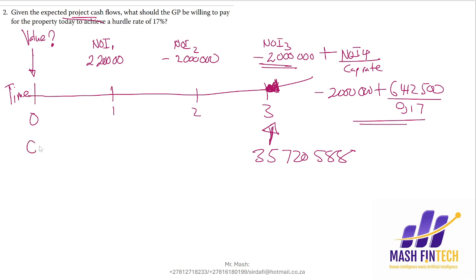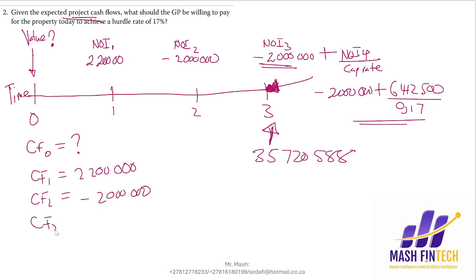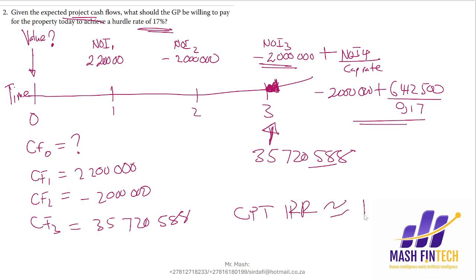So what you're going to do is to put in your cash flows. Cash flow 0 is what you are trying to calculate. Cash flow 1 is going to be 2.2 million. Cash flow 2 is going to be negative 2 million. And cash flow 3, the final one, is this here, 35,720,588. And we want to achieve a hurdle rate of 17%. We have to compute the internal rate of return, and our answer that we compute must be close to 17%.